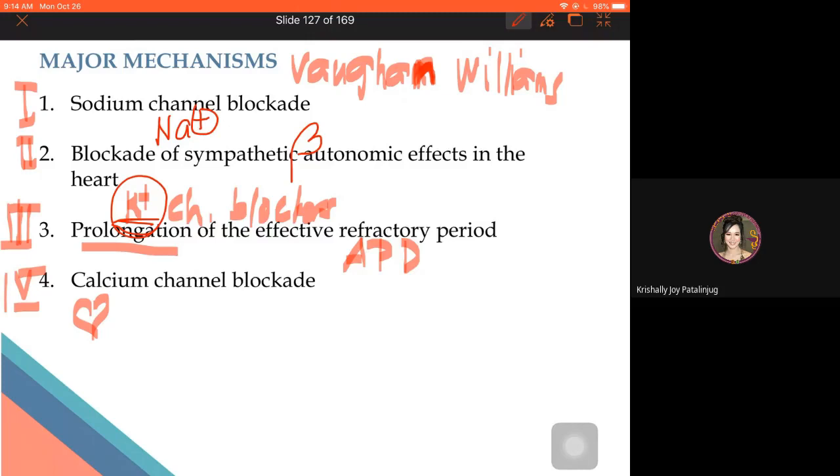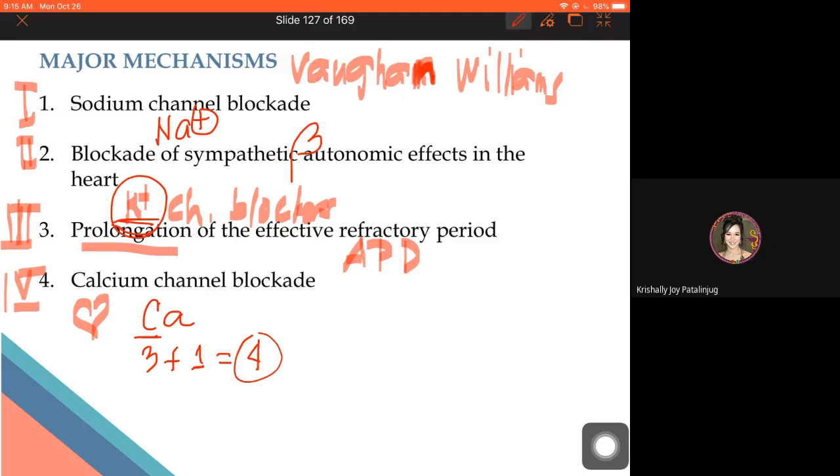And then for class 4, calcium channel blockers, the symbol of the element calcium is Ca. The letter C is the third letter of the alphabet, and the letter A is the first letter of the alphabet. Therefore, 3 plus 1 equals 4. So for class 4 antiarrhythmics, this is our memory aid: C, the third letter, A, the first letter, so 3 plus 1, 4. That is class 4, calcium channel blockers. So those are the memory aids. It might help you to easily memorize them, so you don't get confused about which is class 1, 2, 3, and 4.